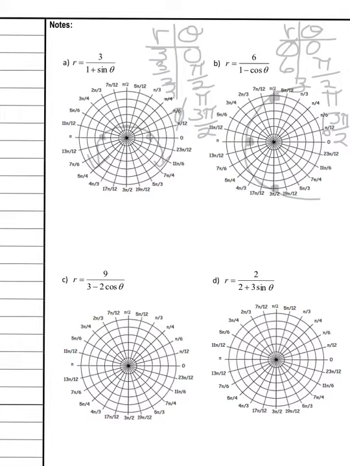This one is not in standard form. I need a 1 in the front in the denominator, so I have to divide everything by 3. So I get r equals 3 over 1 minus 2/3 cosine theta. Okay, that means that this is an ellipse because eccentricity is less than 1. Okay, we're going to set up my r theta chart.